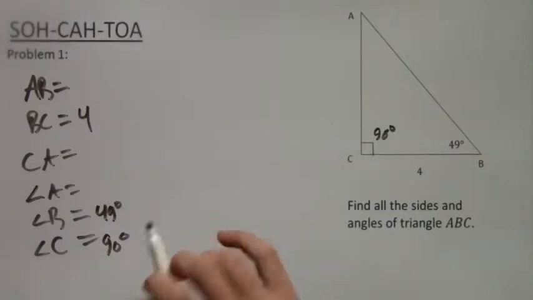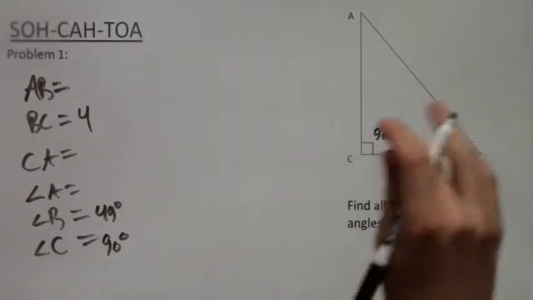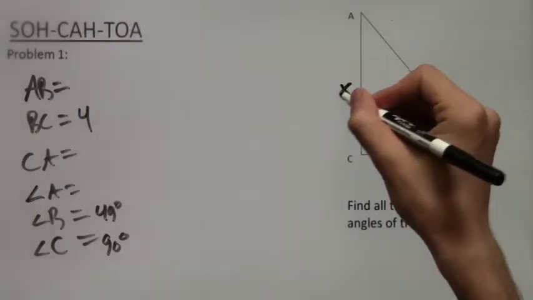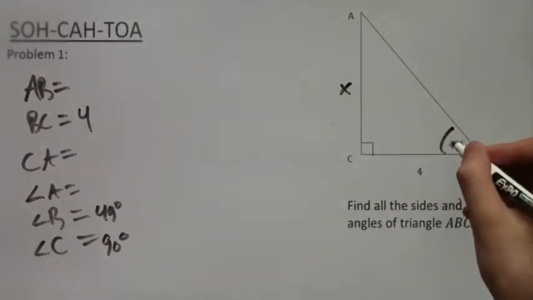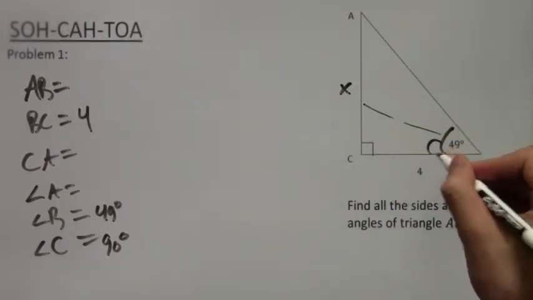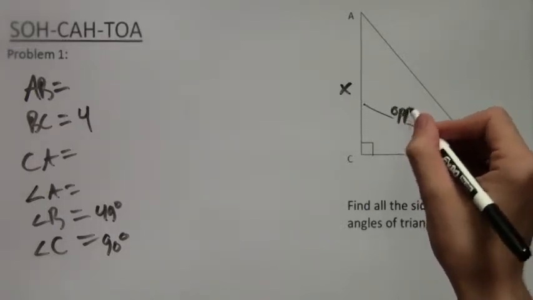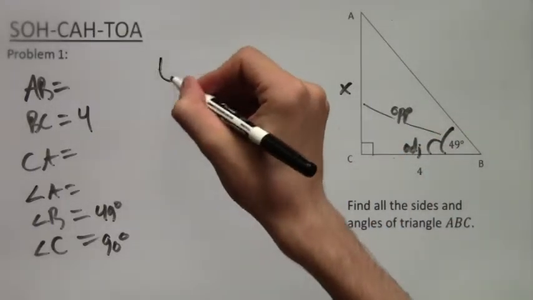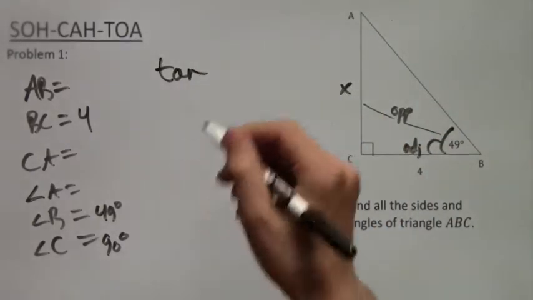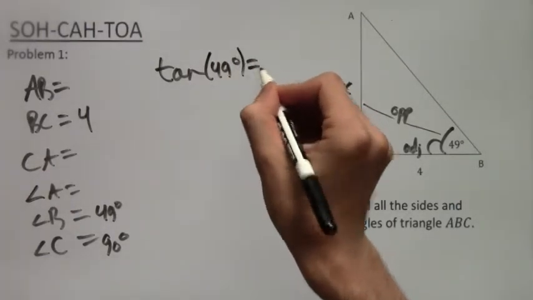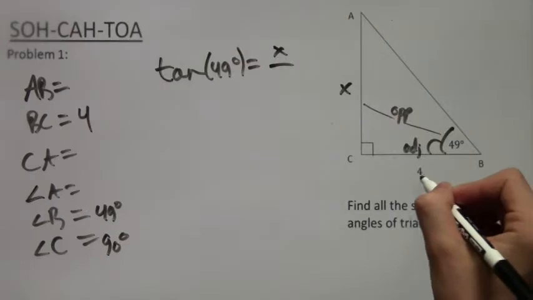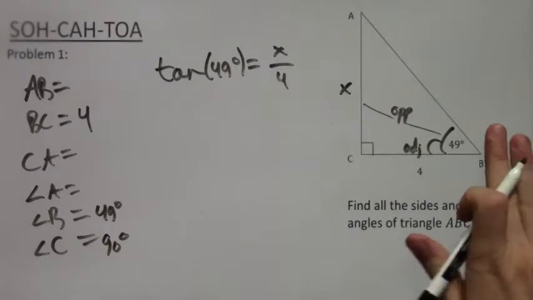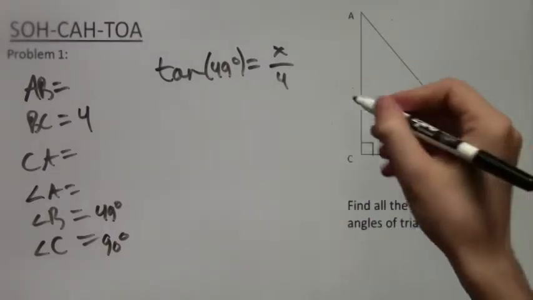All right. So now to solve for the rest. We have BC, and if we're looking for AC, then AC is the opposite side from the angle that we know, and the known side is the adjacent. So what's the thing with opposite and adjacent? It's tangent, because it's TOA, opposite over adjacent. So we use tangent of 49 degrees equals x, the opposite side, over 4, the adjacent side. So now we can just solve for x.